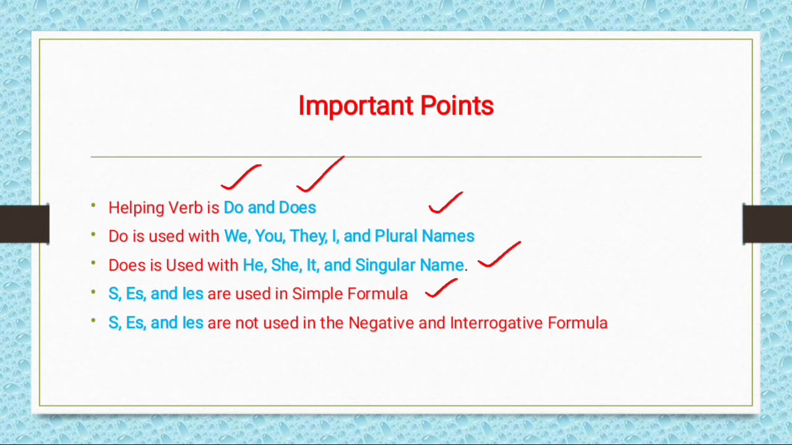S, es, and ies are just used in the simple formula. S, es, and ies are not used in negative and interrogative formulas. But s, es, and ies are used with third person singular names like he, she, it, and singular names. We don't use them with they. They also comes in third person, but we don't use s, es, and ies with they.